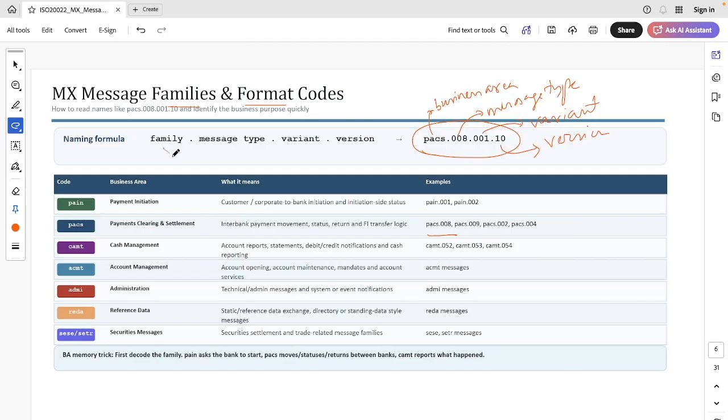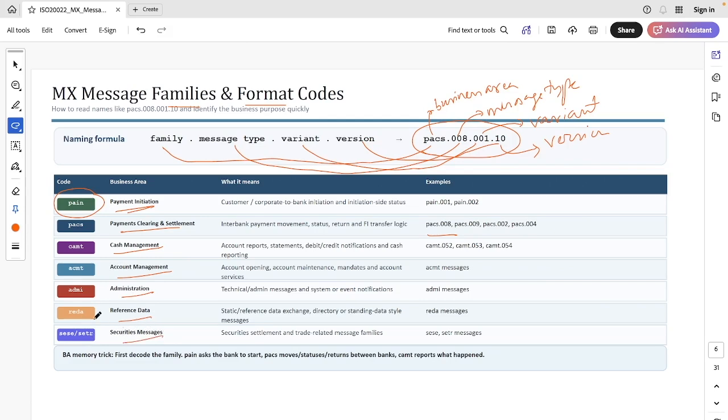So you can just compare this. PACS is the business area, or the family. Message type is basically the second part, variant is this, and then version is this. Okay, the four-letter family tells you the broad business area. For example, PAIN means your payment initiation. PACS means your payment clearing and settlement. CAMT means cash management. SEMT means securities management. Then ADMI relates to your administration or technical messages. REDA is related to reference data. SECL, SESE are basically securities related families.